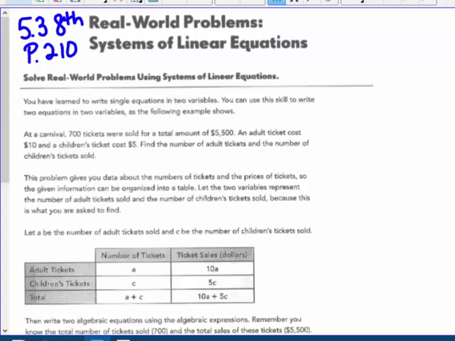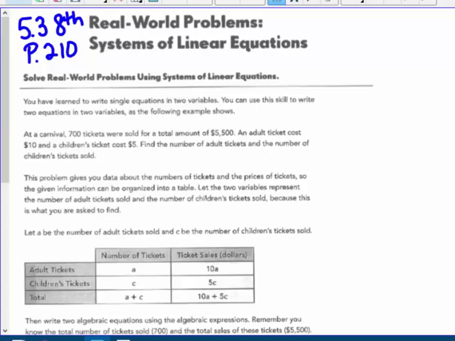At a carnival, there were 700 tickets sold for a total of $5,550. An adult ticket costs $10 and a child's ticket costs $5. Ooh, they set up this nice table. Find the number of adult tickets and the number of children's tickets sold. At a carnival, 700 tickets were sold. So that's one equation. And the value of them was $5,500 is the second equation.